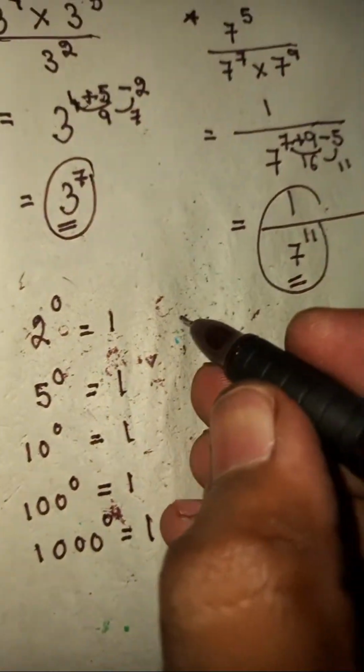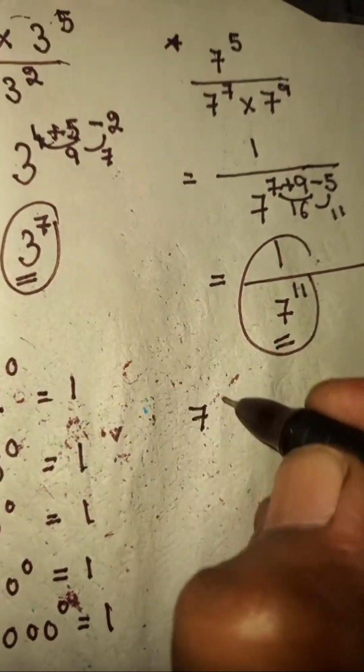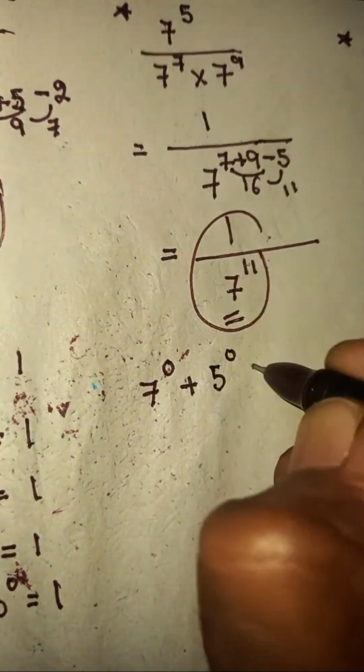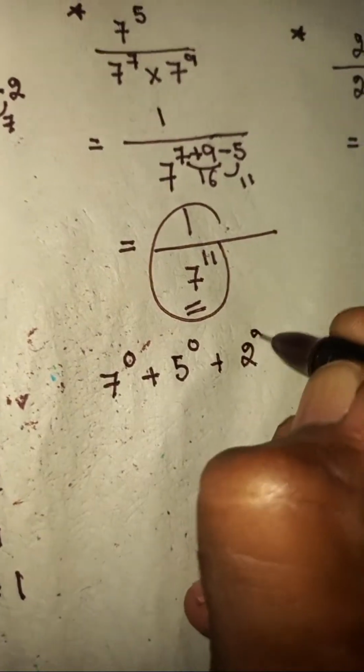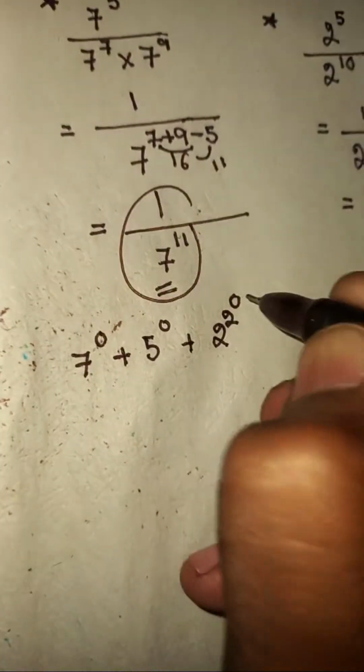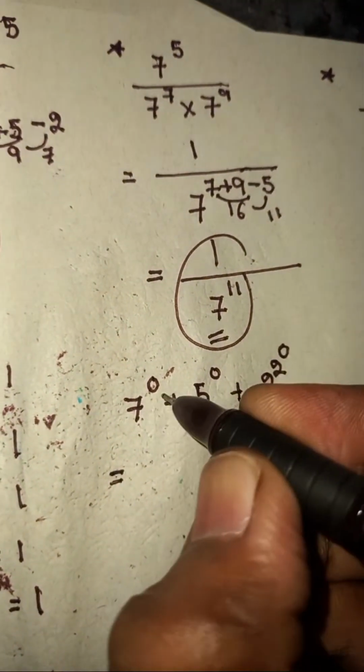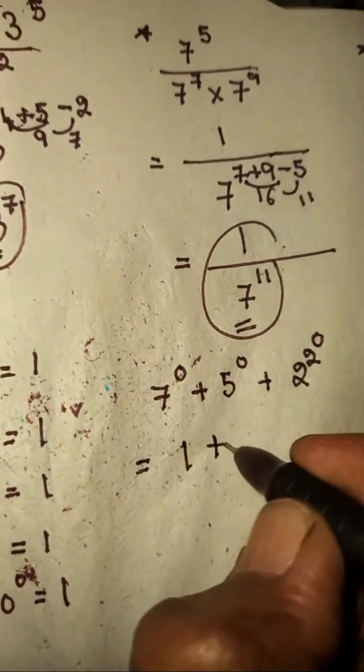Let's do one more problem with it. Here they are giving 7 power 0 plus 5 power 0 plus (2 square) whole power 0. I'm going to tell you what to do when it gets looped like that. Here 7 power 0 becomes equal to 1.